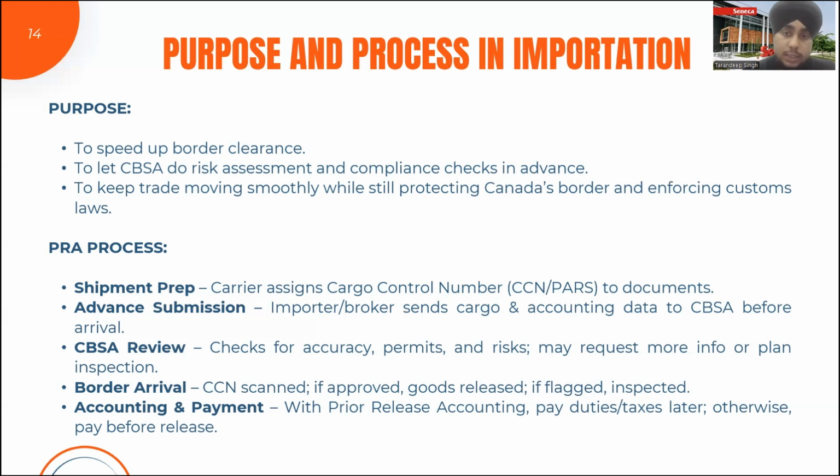For the next thing, it's border arrival. When the truck or shipment arrives, the CCN barcode is scanned. If pre-approved, goods are released immediately. If flagged, they go to secondary inspection. For the fifth part, it's accounting and payment. Under the Pre-Release Accounting, duties and taxes are paid later if the importer is enrolled in release prior to payment. Otherwise, full accounting and payment must be made before release.